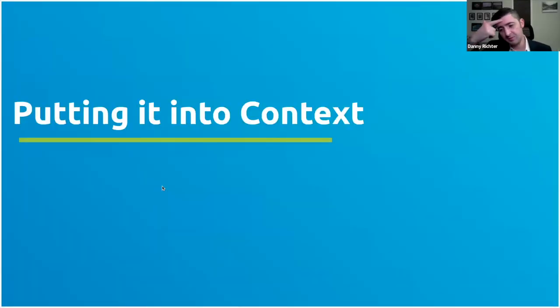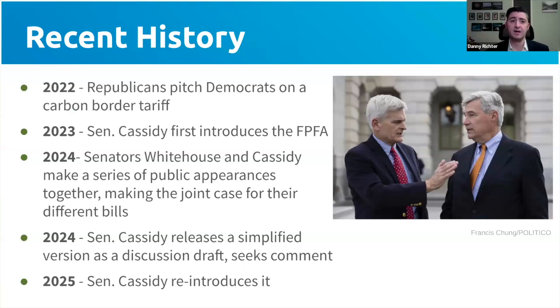Now, I think it's important to put this into context. And so I'm going to begin by talking about some recent history, a brief timeline. In 2022, Republicans were actually pitching Democrats on a carbon border tariff. And this, for those of you who are paying attention, was in the context of the Inflation Reduction Act. It was before it had passed.